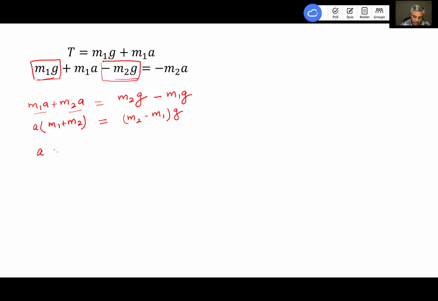So this becomes m2 minus m1. I am copying the right-hand side times g. And then this m1 plus m2 is multiplying a. So when it moves to the other side, it's going to divide. So that's the acceleration, folks. So either this way, or you can just write it without factoring g if you like.